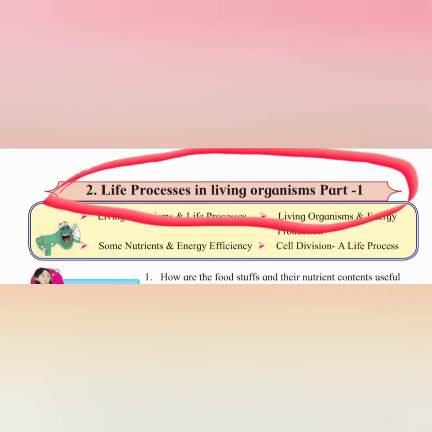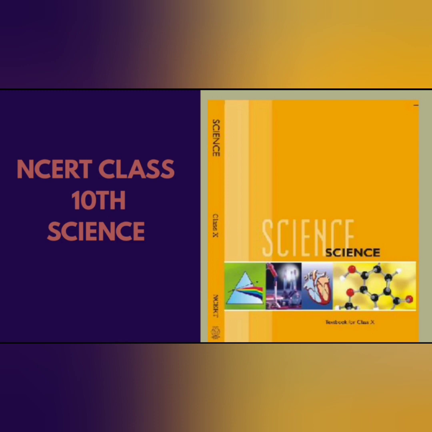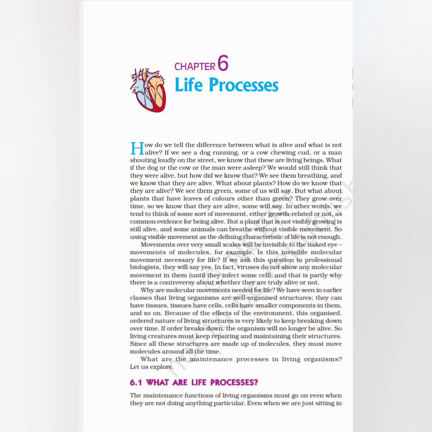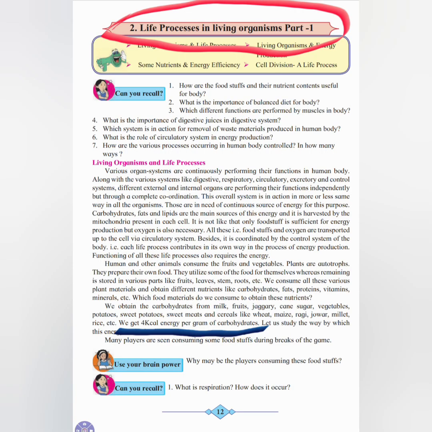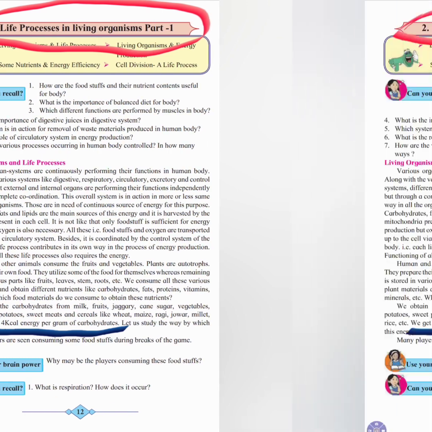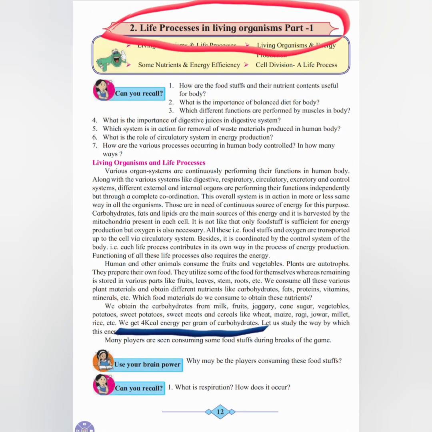Let's begin the topic. My topic is life processes. In the NCERT book, it is the 6th chapter and in the Maharashtra State Board book, it is the 2nd chapter. So what are life processes? Life processes are the important processes or activities that an organism should take up if it wants to live on the earth. These life processes are of 8 types.